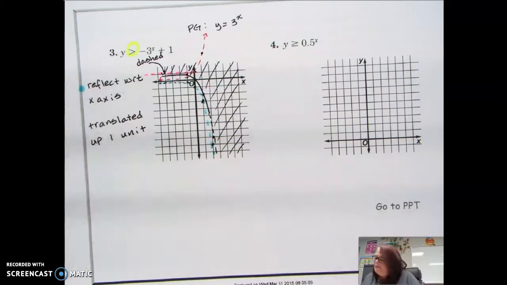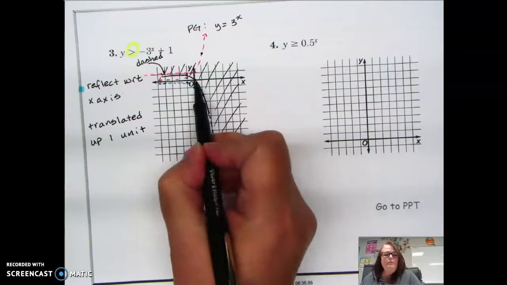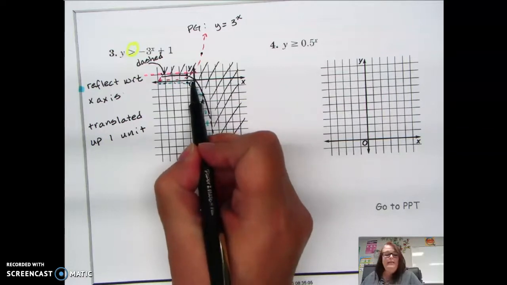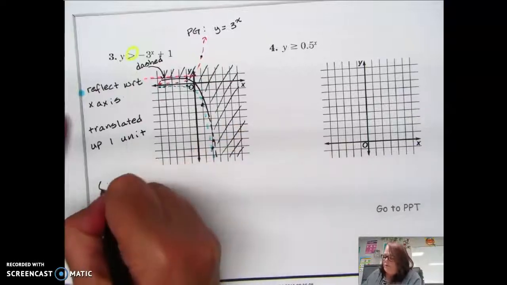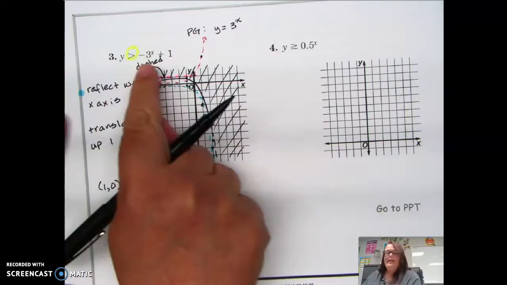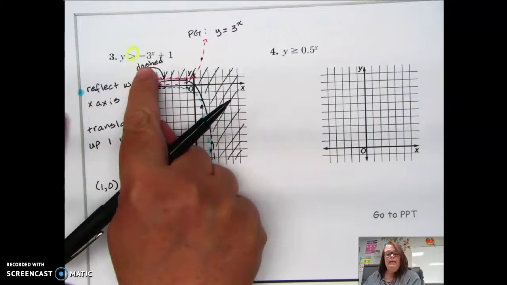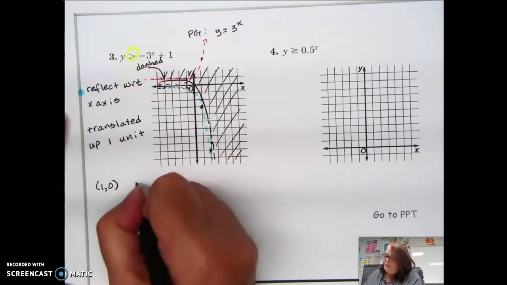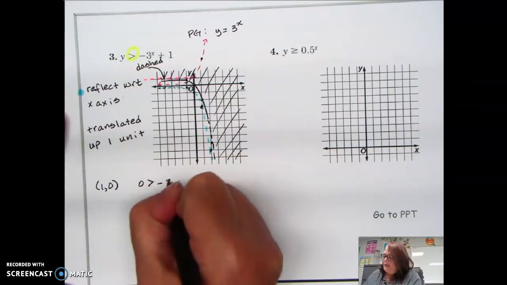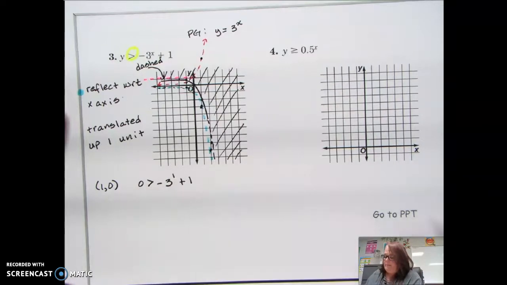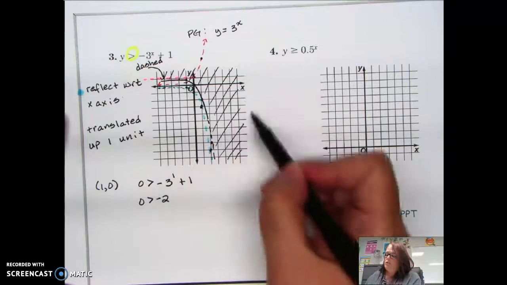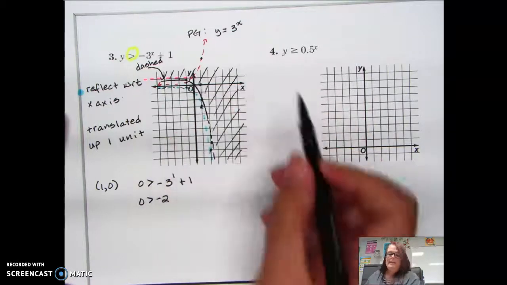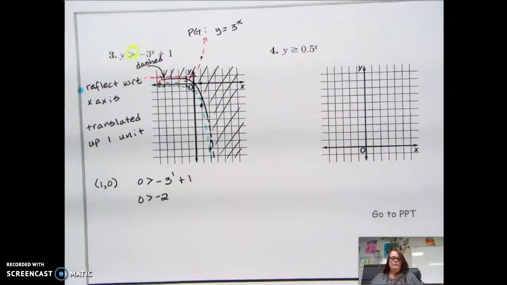If you don't believe me, I can't test 0, 0 because that is a point on the graph, but I can test something like 1, 0. If I test 1, 0 and it makes this true, then that is part of the graph. So I'm asking, is 0 greater than -3 to the first plus 1? So 0 is greater than -2, and so we would shade where the point is, and that's what we thought we would do.